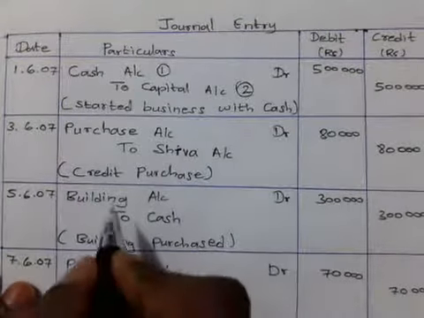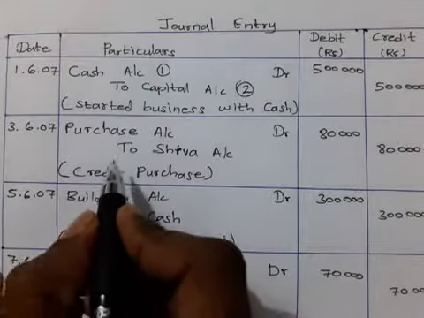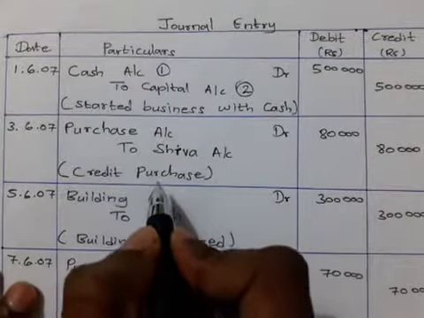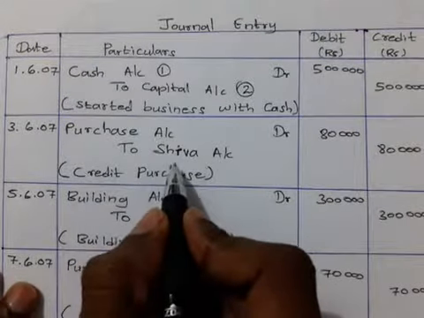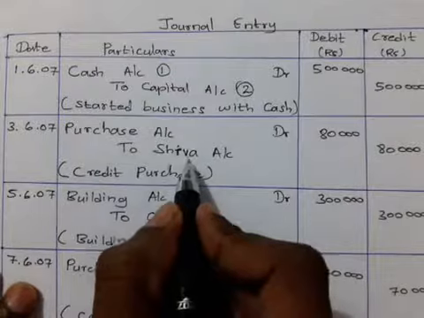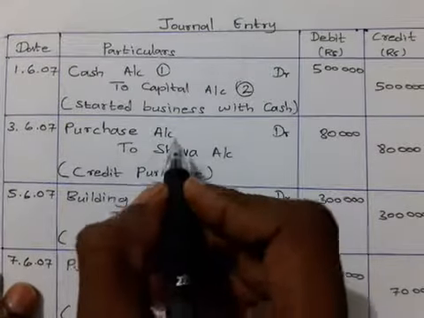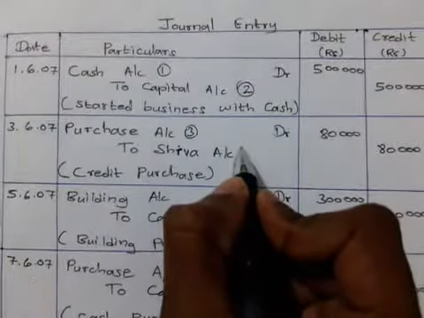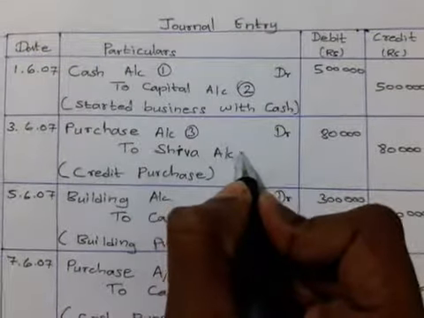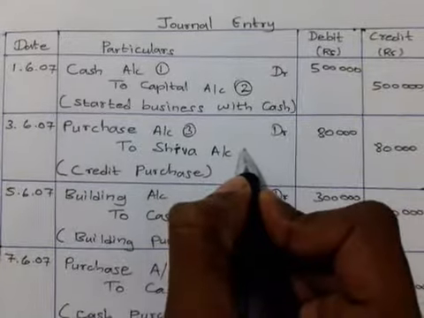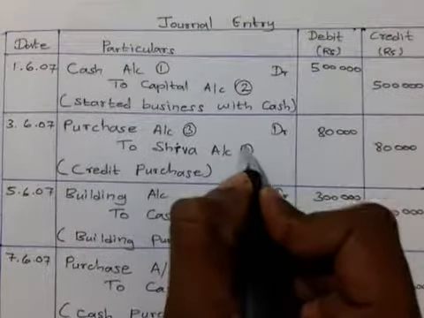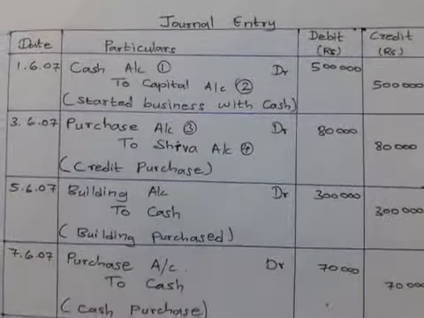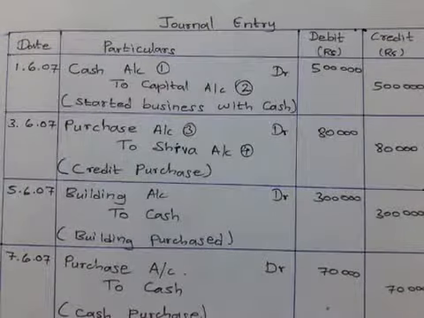After that, in our second journal entry, it says about the purchase, that is a credit purchase. So the creditor's name has been mentioned here. So the first thing, we have to prepare the purchase account, and as well as we have to prepare the Shiva account, the creditor of the firm, because we have purchased goods but have not yet paid the money.